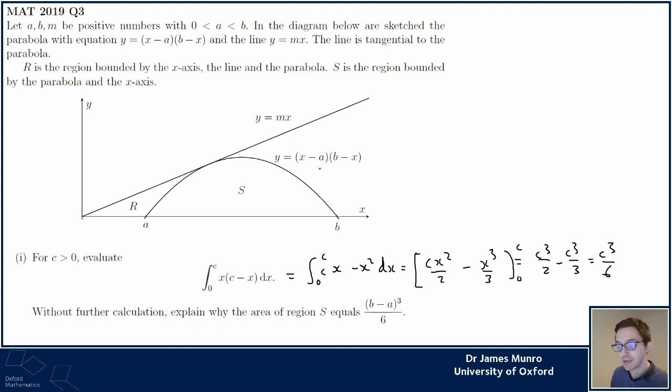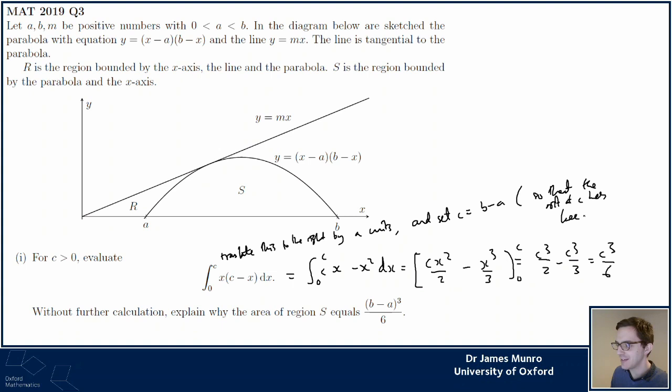Without further calculation, we're going to explain why this area is b minus a cubed over 6. Suspiciously, something cubed over 6. It's because this parabola is what you get if you translate this thing we've just integrated to the right by a units and set c equal to b minus a, so that the root at c has been translated to b. Translating that area along preserves it, so the area will still be c cubed over 6, which, because I've set c to be b minus a, is b minus a cubed over 6. That's the area of S.